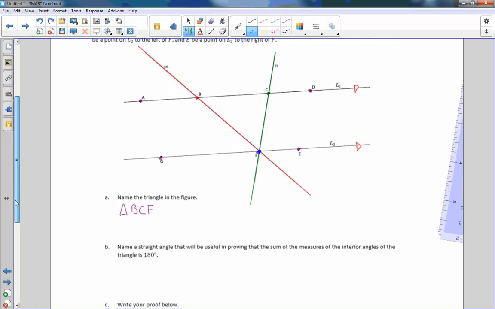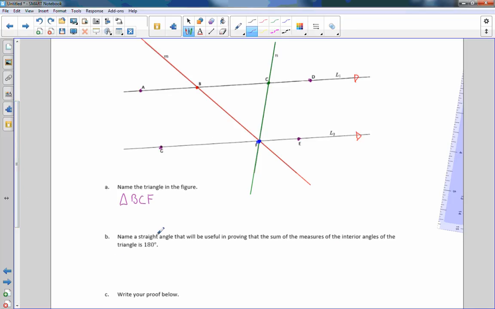Okay, part B says, name a straight angle that will be useful in proving that the sum of the measures of the interior angles of the triangle is 180 degrees. So we're probably going to use point F. If we work with this line here, this will help us figure out the measures of all these angles in here. So I'm going to call it angle GFE, or I could name it EFG. So it's angle GFE.